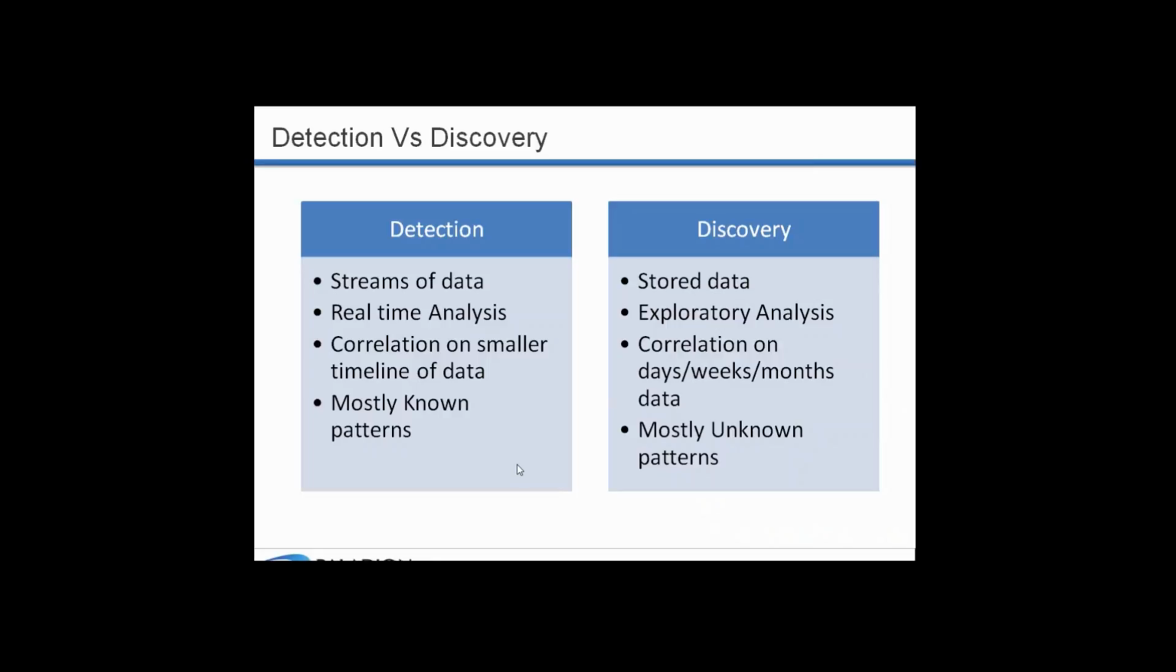Just to start, let's have a quick look at some key aspects of detection versus discovery. During detection activities, we focus on streams of data and real-time analysis, and mostly correlation is associated with smaller timelines of data. Also, mostly known patterns are what we look at during detection. During discovery, we are looking at stored data, exploratory analysis, and the correlation could be on days, weeks, or months of data, and mostly unknown patterns.